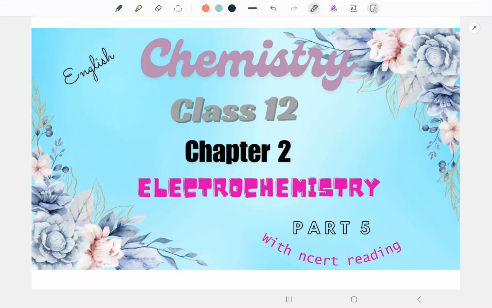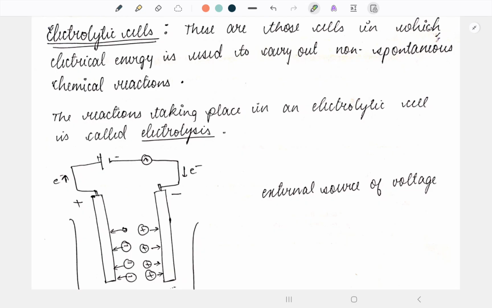Good day everyone. Today we'll be starting with part 5 Electrochemistry of chapter 2 class 12. We'll be studying about electrolytic cells in this part. So the electrolytic cells are those cells in which the electrical energy is used to carry out the non-spontaneous chemical reactions, and the reactions taking place in an electrolytic cell is called electrolysis.